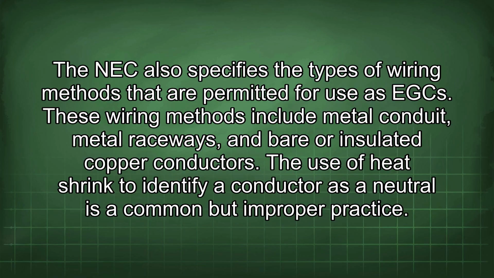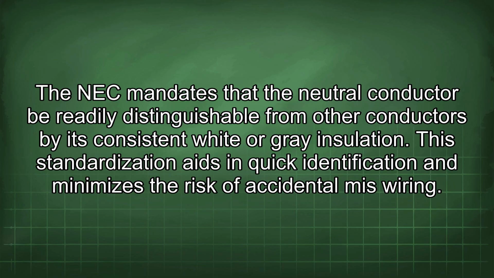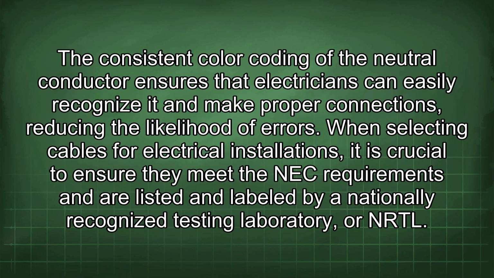The use of heat shrink to identify a conductor as a neutral is a common but improper practice. The NEC mandates that the neutral conductor be readily distinguishable from other conductors by its consistent white or gray insulation. This standardization aids in quick identification and minimizes the risk of accidental miswiring. The consistent color coding of the neutral conductor ensures that electricians can easily recognize it and make proper connections, reducing the likelihood of errors.